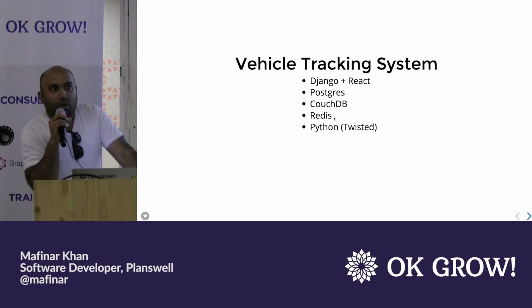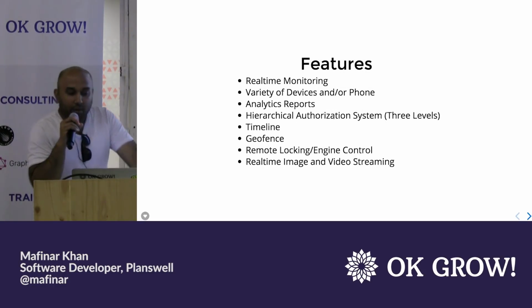So I would talk about a vehicle tracking system. We started working on it in 2014, and it started off as a Django project. It started off with AngularJS, and then React came and we started working with that. The database was Postgres and CouchDB, and some Redis, and Twisted was used. A little bit of features.